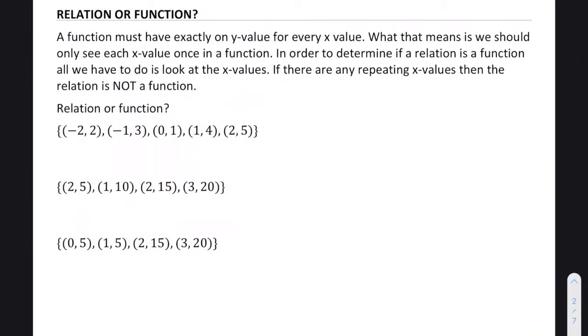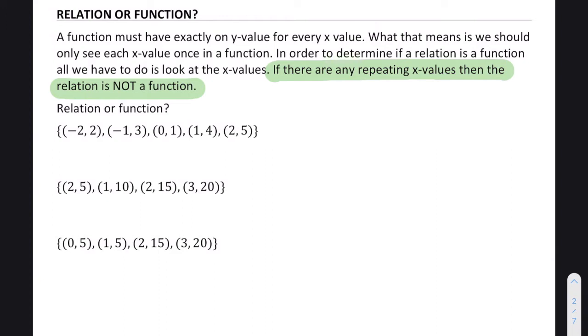The first thing we want to talk about is a relation versus a function. And if you remember from the first page, a relation is just a collection of ordered pairs, or a set of ordered pairs. And a relation can have any sort of numbers in the x and y values. It doesn't matter if the x values repeat and it doesn't matter if the y values repeat. But in a function, what's really important is that the x values do not repeat. So the key thing to look for if we want to determine if something is a relation or a function is this last sentence. If there are any repeating x values, then the relation is not a function.